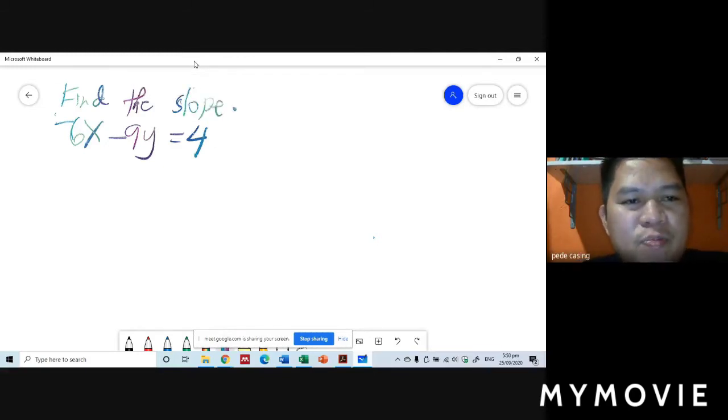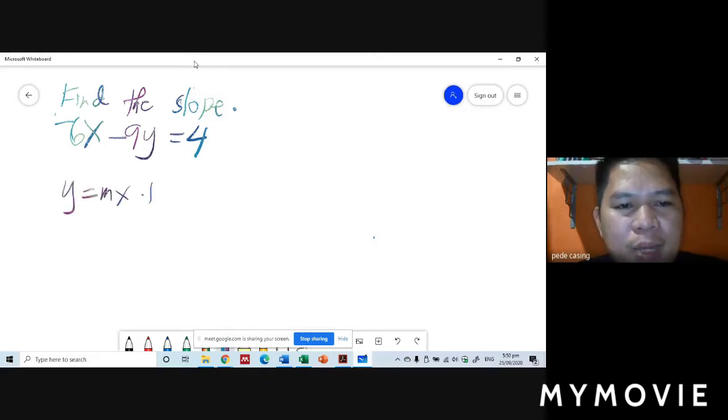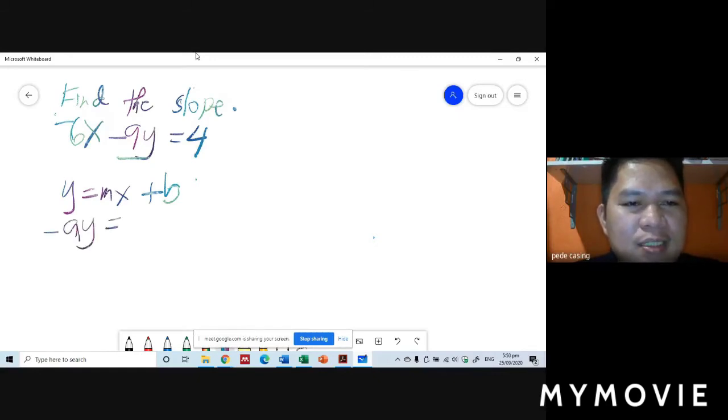Okay, find the slope of negative 6x minus 9y equals 4. So our solution, we are going to follow the slope-intercept form, y equals mx plus b. So this is our first step. Then, all you have to do, remain the negative 9y. Negative 9y equals, transpose negative 6x to the right side, it becomes positive 6x. Since 4 here, automatically you are going to put plus 4.